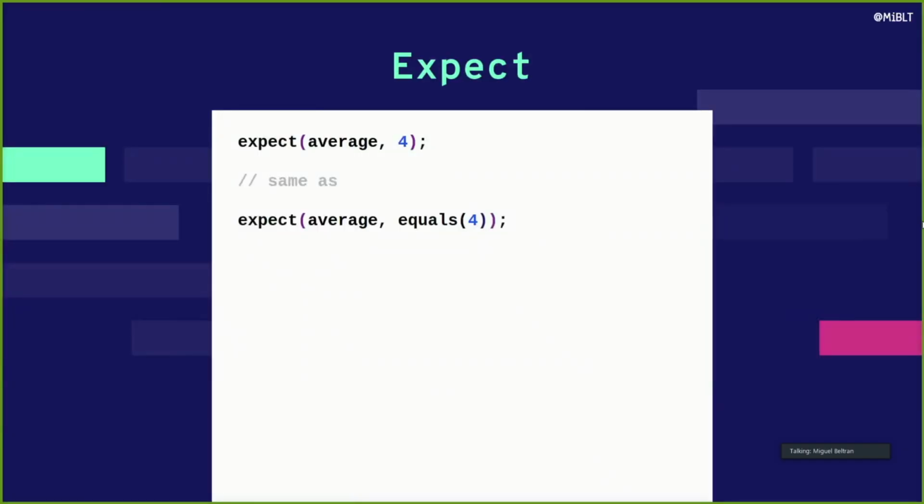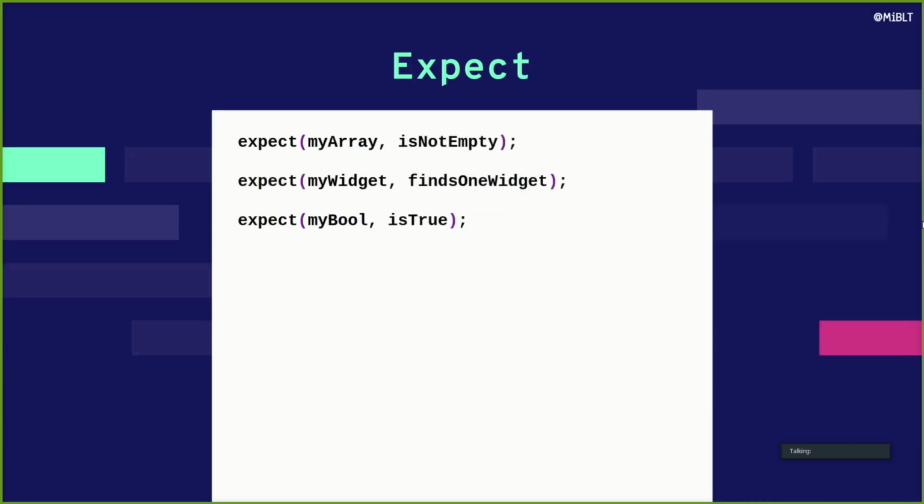Expect takes care of wrapping values and matchers for us. So if we pass here just a 4, it is the same as calling expect with equals 4. There is no reason to be verbose here, you can just call with 4. Some examples of matchers are isNotEmpty, which is used for arrays, findsOneWidget, which is used for widget tests, and we will see it in a moment, or also isTrue, that checks that, well, a Boolean is true, but you can also just write true there and it will work.